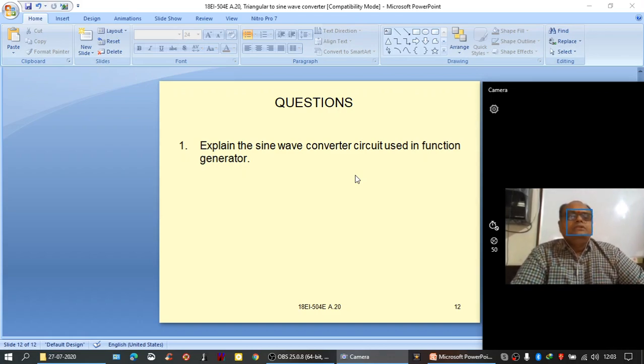Next, we'll discuss the applications of function generator and audio frequency oscillator, and of course the next topic, radio frequency signal generator, that we will see in the coming topics within a short time. Please stay connected.